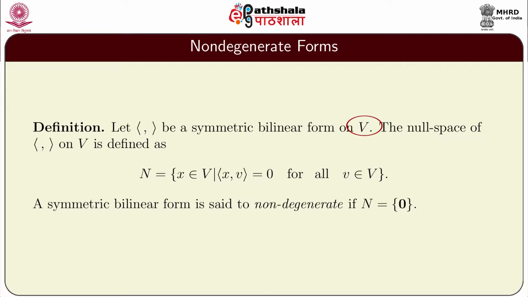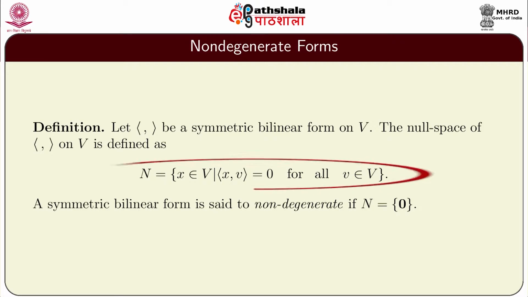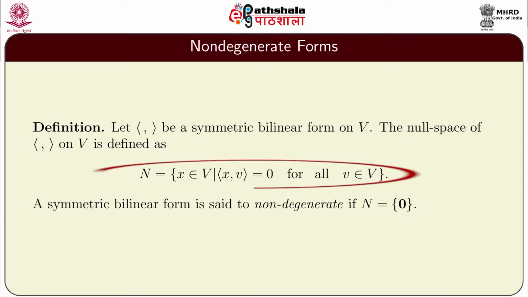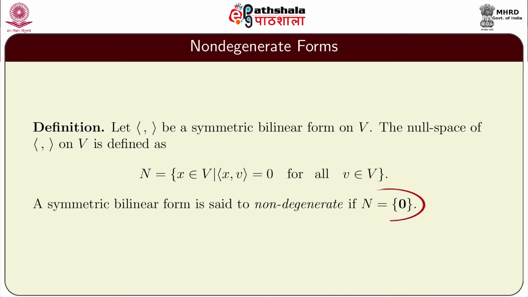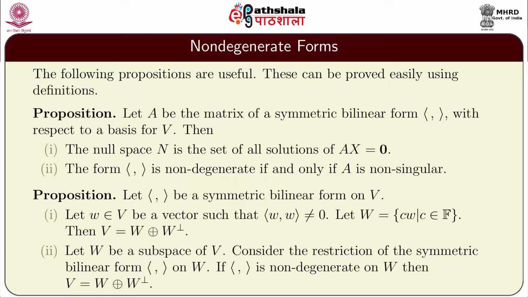If we have a symmetric bilinear form on V, let us define the null space to be the set N of all x in V such that inner product x comma v is 0 for all v in V, and a symmetric bilinear form is said to be non-degenerate if this set N is nothing but the singleton 0. We have a couple of propositions which are useful and they follow easily from definitions.